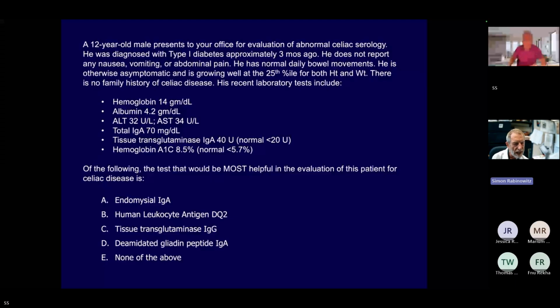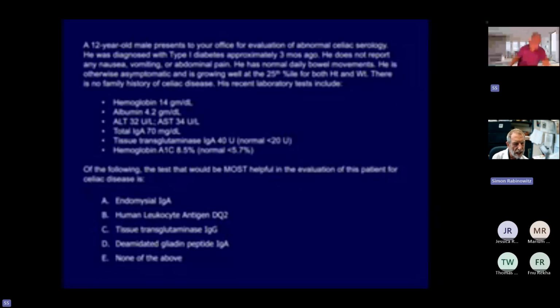I recently saw a 5-year-old who had a strongly positive deamidated gliadin IgA and a negative TTG IgA. And there is a fair amount of controversy about what to do with that. The celiac organization says that's celiac. Well, the deamidated gliadin is something that's come about in the last few years. And as Dr. Rabinowitz mentioned, there's still a lot of controversy.